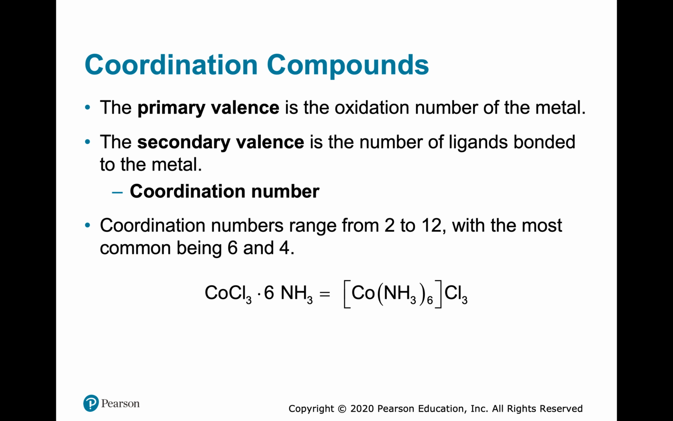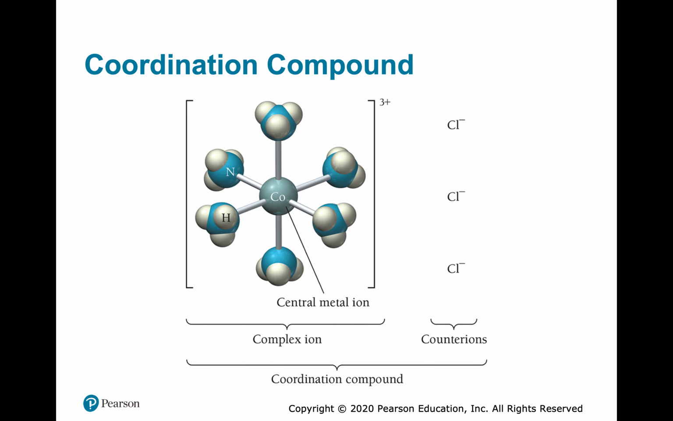The oxidation number of the metal is known as the primary valence. The secondary valence is also the coordination number. It usually ranges from 2 to 12, but 6 and 4 are most common. 4 can either be square planar or tetrahedral, and 6 being octahedral. You see the cobalt with the 6 ammonias, that would be an octahedral complex. This whole thing, the cobalt with 6 ammonias, is going to be +3 charged, and it's combined with 3 chloride counter ions.